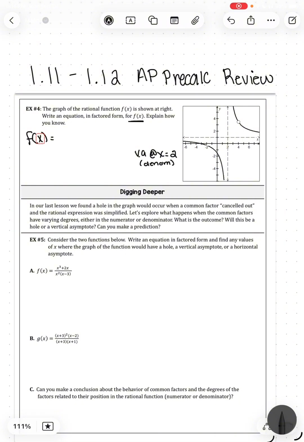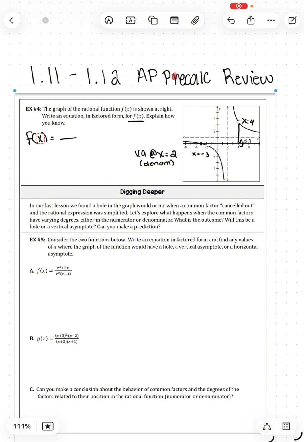And then we can see that there's a horizontal asymptote at y equals 1, which means our biggest leading coefficients or exponents on top of the x's have to be the same, or to the same power. Okay, and then we can see that there is a 0 at negative 3, and there's a hole at 4. So that means there's a common numerator and denominator.